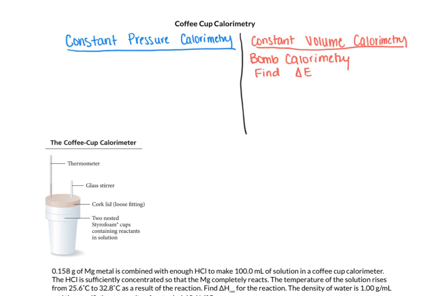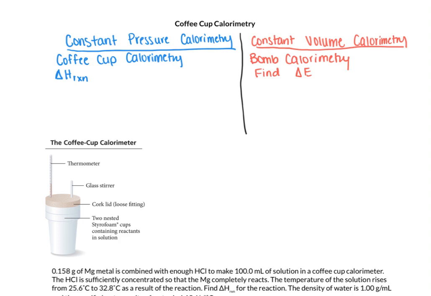So we use a similar method to find the enthalpy of reaction, and that method is coffee cup calorimetry. Again, that's going to allow us to find the enthalpy of reaction, which is delta H of reaction. The reason we use coffee cups is because styrofoam coffee cups are excellent insulators, and that makes them a useful and affordable material for constant pressure calorimetry.